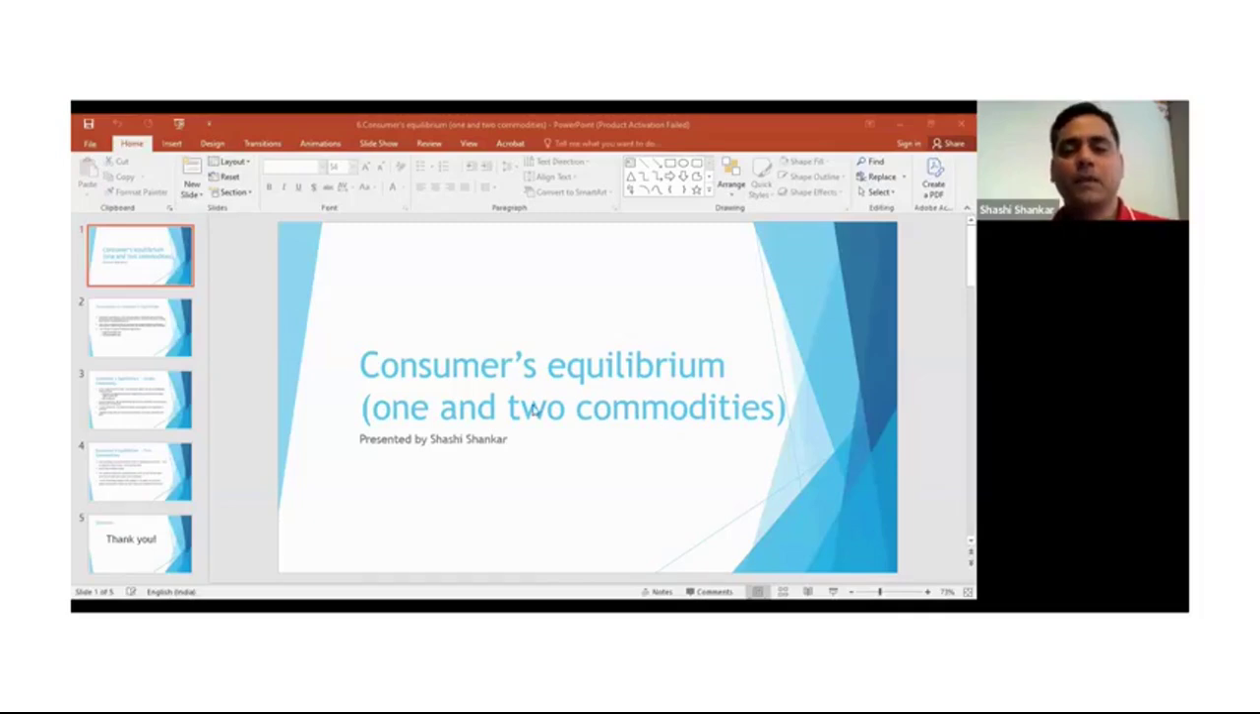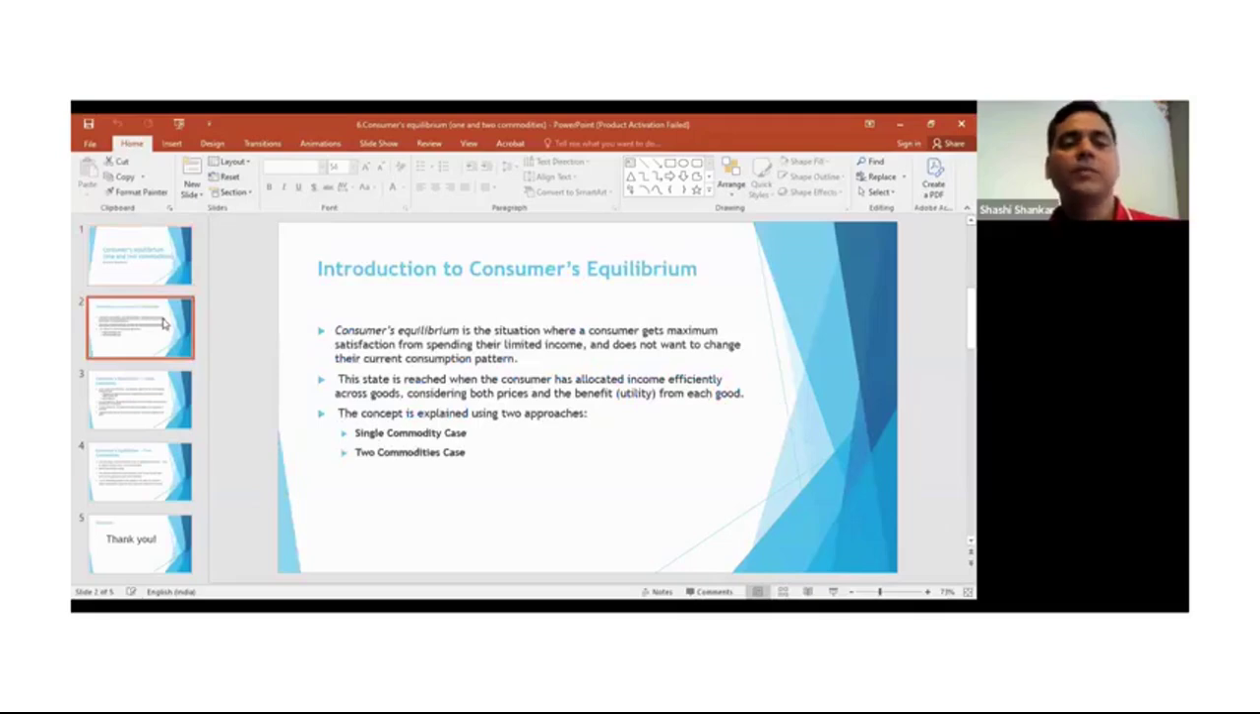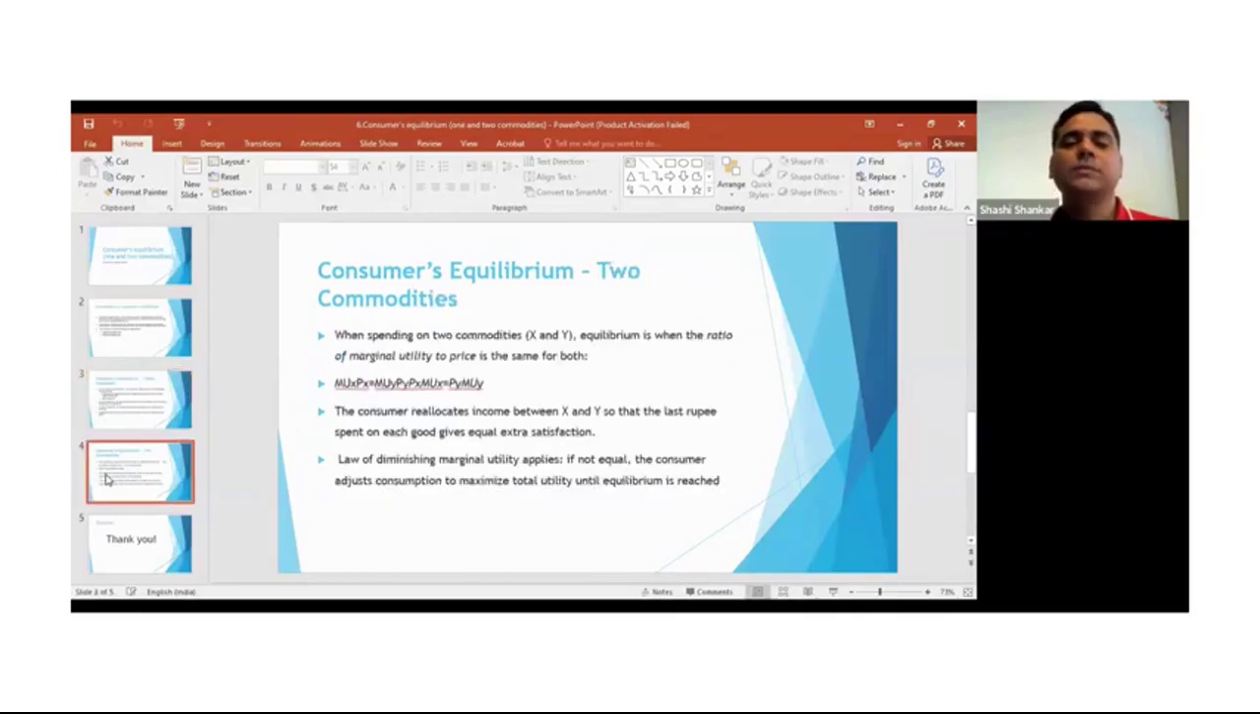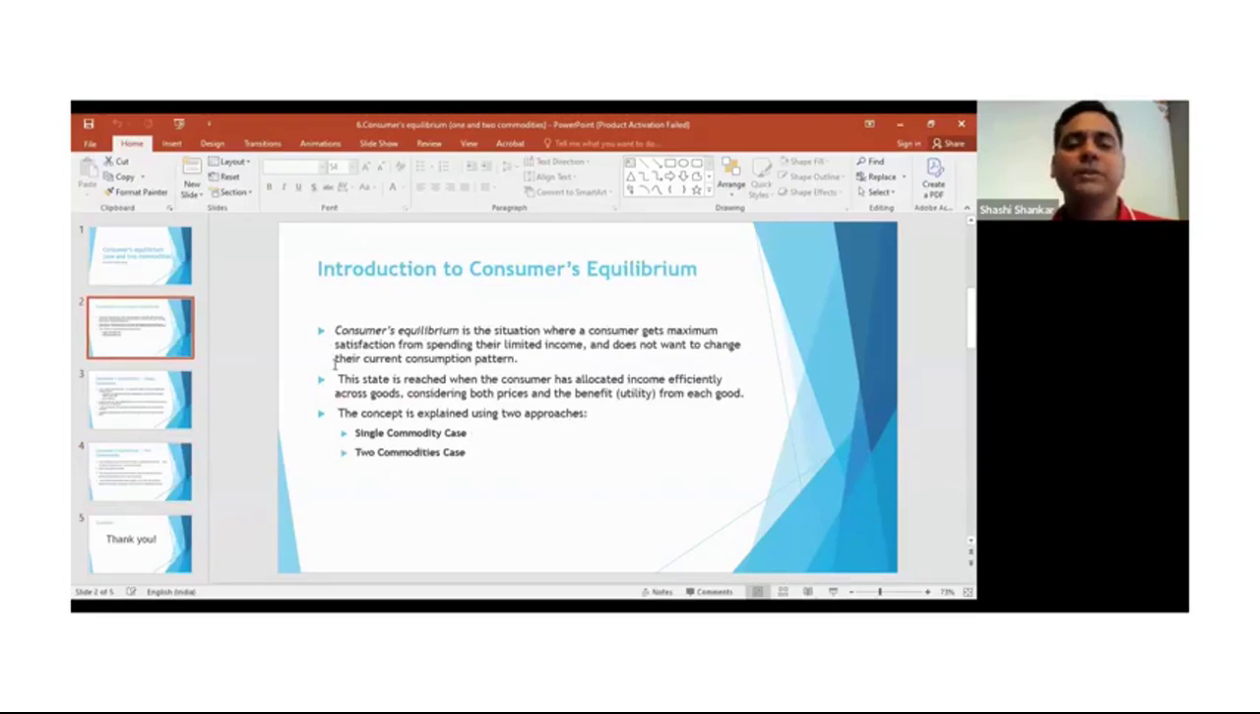So this topic I'll get you through with three slides, or three segments. The first one is the introduction to consumer's equilibrium. The second one is consumer's equilibrium for a single commodity, and the third is consumer's equilibrium for two commodities. All right. So to begin with, introduction to consumer's equilibrium.